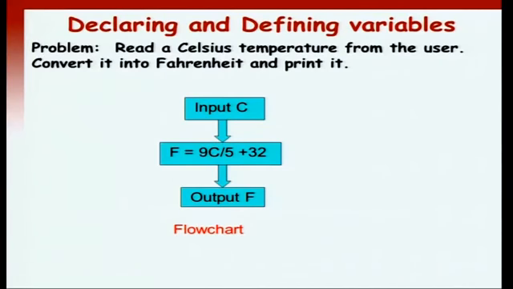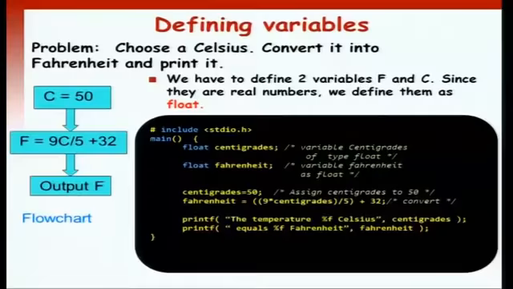We will draw the simple flowchart for the program. You input the temperature in Celsius, convert it into Fahrenheit according to the formula 9 by 5 times Celsius plus 32. Once you are done with that, the variable F holds the Fahrenheit value, so you output F. So here is the simple flowchart that we want to implement. Now, how do we write the equivalent C code?